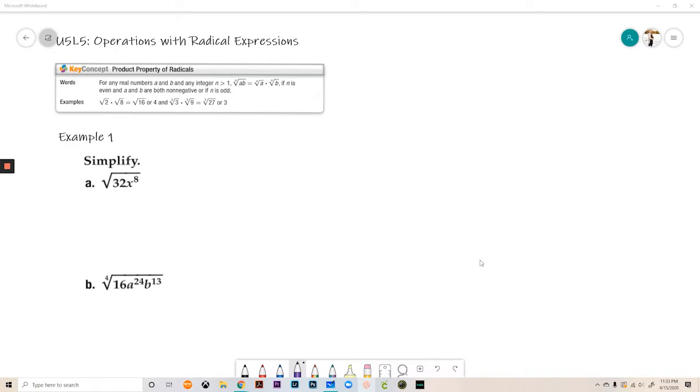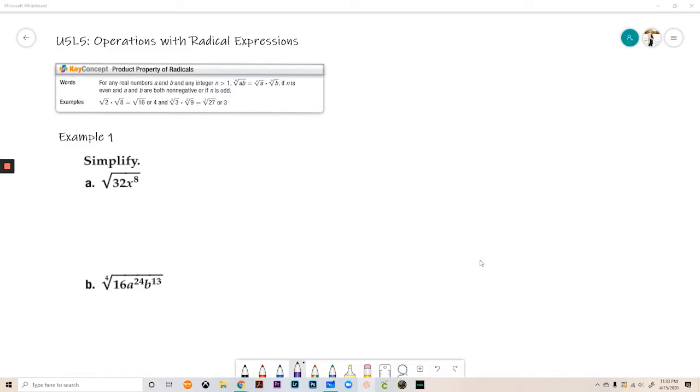Today we're learning about operations with radical expressions. We're in Unit 5, Lesson 5. The first thing we're going to talk about is the product property of radicals. You can multiply radical expressions as long as they are of the same root.